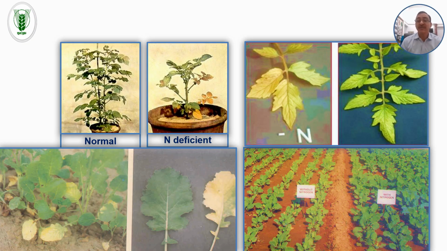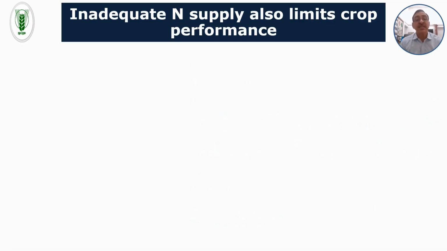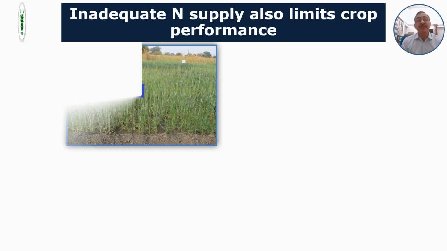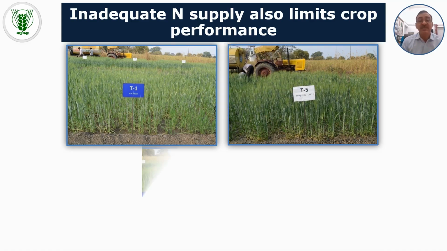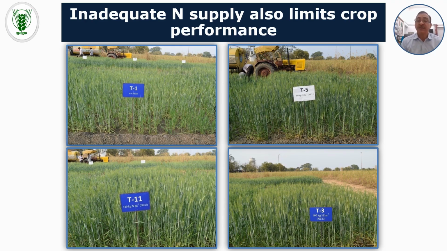Here we can see another one with two plots, where one is optimally N supplied and another is not supplied with nitrogen. We can see the color difference, the paleness in the crop, and a weak crop. And in the case of banana we can see how it is showing. Here it is a T1 plot which did not receive any N application, but the rest of the three plots received full supply of nitrogen in different forms. We can clearly see optimum fertilization, and where we are not supplying nitrogen, how the crop is affected and yield potential goes down.